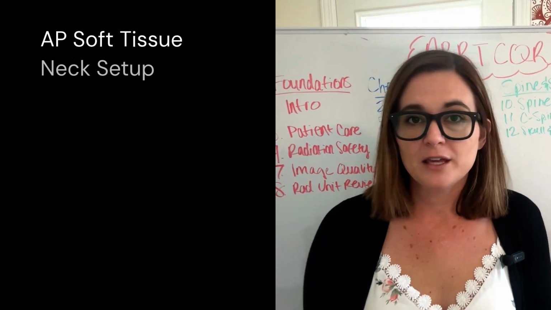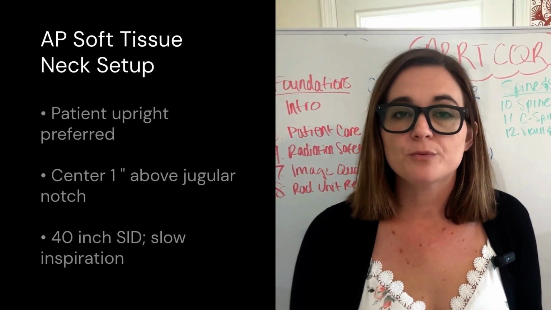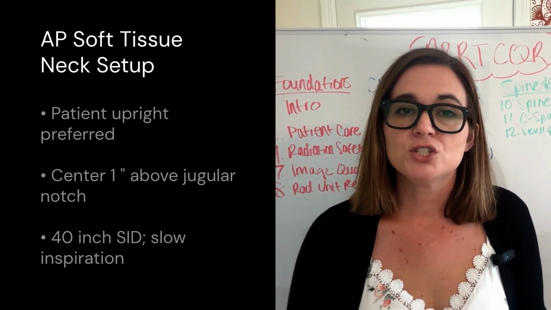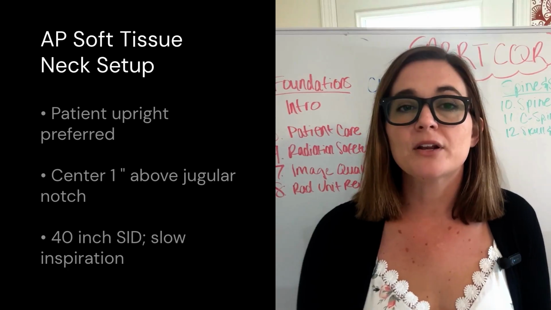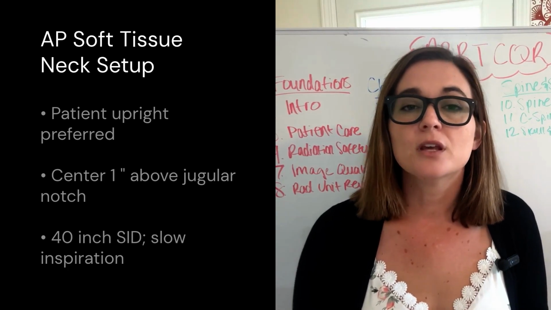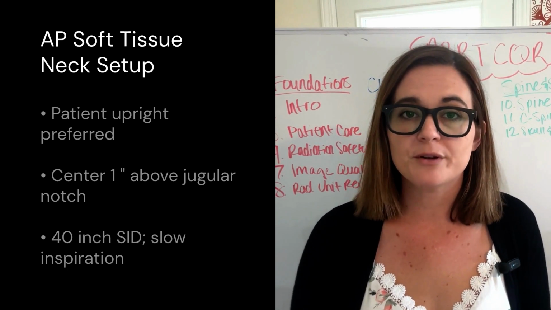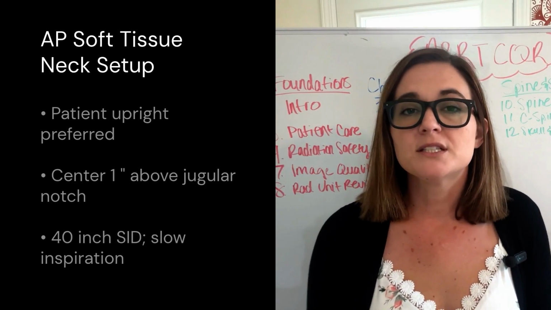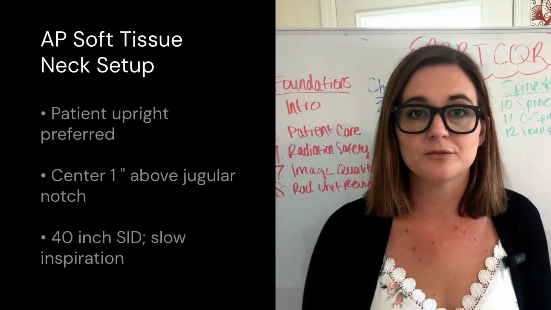the trachea. For the AP upper airway setup, keep the patient upright if possible. Supine is okay if necessary, but upright helps the airway stay open. Direct the central ray perpendicular to the mid-sagittal plane, about an inch above the jugular notch. Use a 40-inch SID, collimate from the external auditory meatus at the top through the thoracic inlet at the bottom. Take the exposure on a slow inspiration so the airway fills with air.